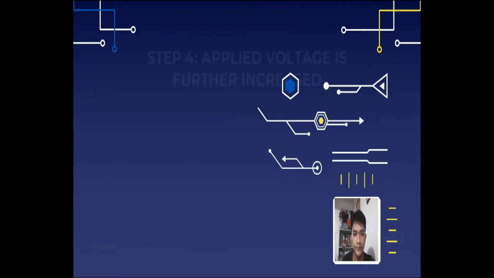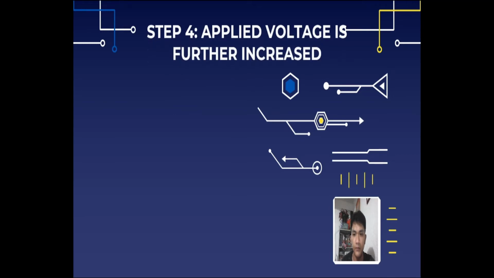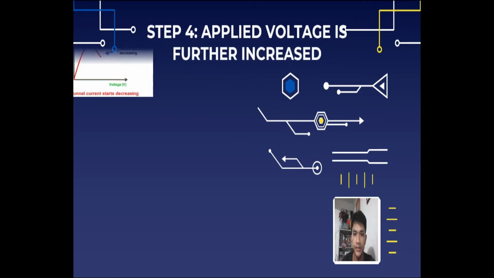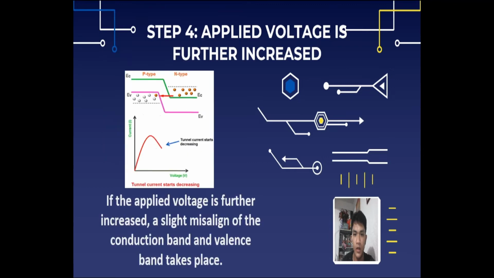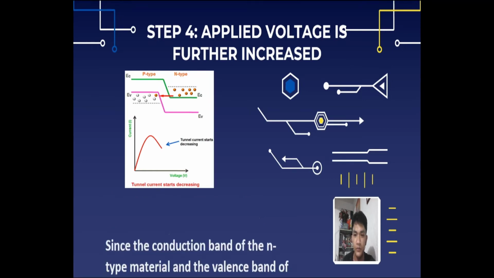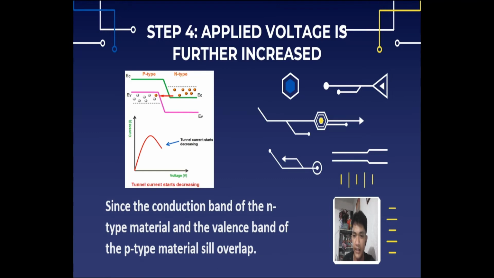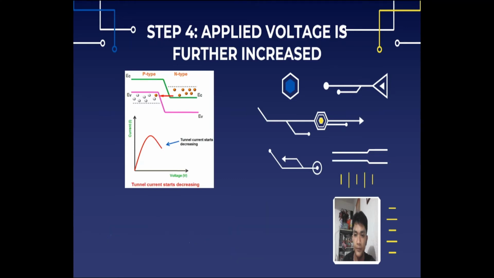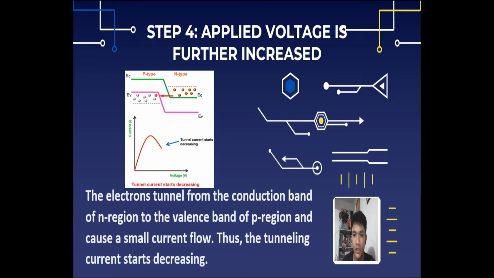For the next step, step 4, the applied voltage is further increased. If the applied voltage is further increased, the conduction band and valence band start to misalign, and since the conduction band of the N material and the valence band of the P-type material still overlap, the electrons tunnel from the conduction band of the N region to the valence band of the P region and cause a small current flow. Thus, the tunneling current starts decreasing.